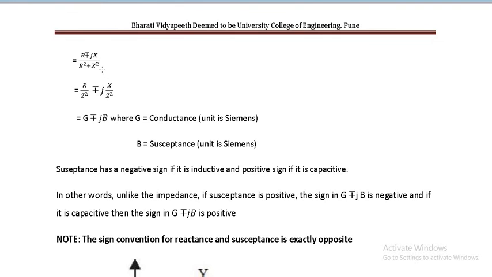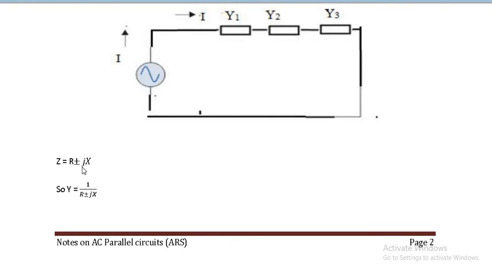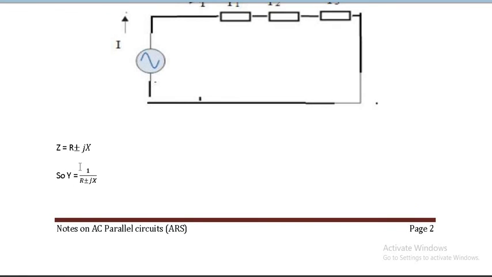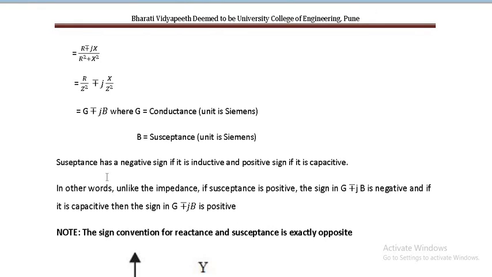I'll repeat it again. Over here, z is equal to r plus minus jx, so y will be equal to the reciprocal of it, that means 1 upon r plus minus jx. I can multiply denominator and numerator by r minus plus jx. So what do I get? I get r minus plus jx, and in the denominator it is r plus minus jx multiplied by r minus plus jx. You know that (a plus b) into (a minus b) is a square minus b square. Similarly over here we'll be getting r square minus j square x square. Now j square is minus 1, so minus of minus it becomes r square plus x square.